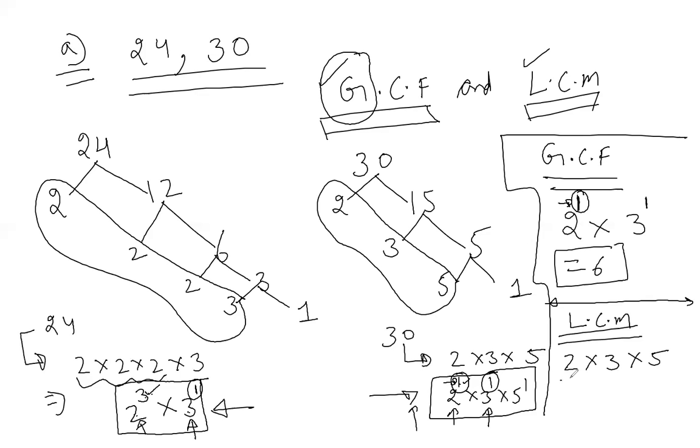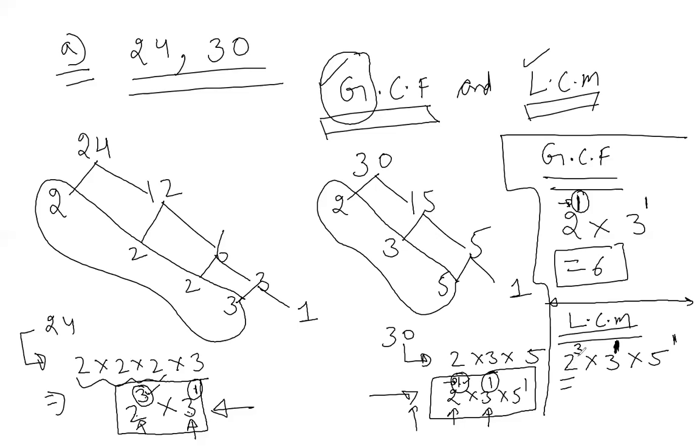All right, so what is the maximum power of 2? Come back to the box. Here the power of 2 is 3, and here the power of 2 is 1. So what is the maximum power? 3. So write 2 to the power 3 there. And what is the power of 3 here? 1. And what is the power of 3 here? 1. So what is the maximum power of 3? We can put just 1. And the maximum power of 5 is 1. So write 1 there.